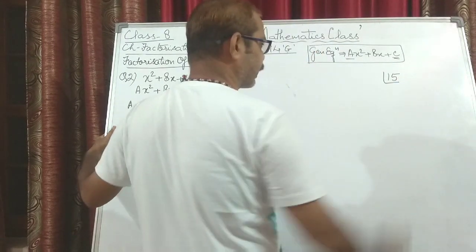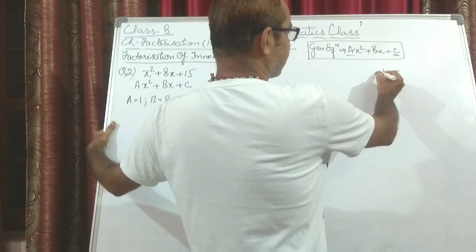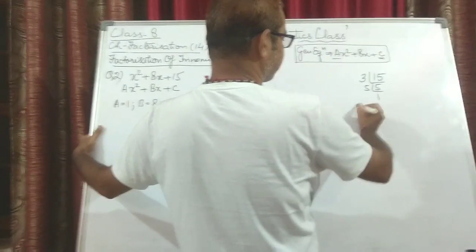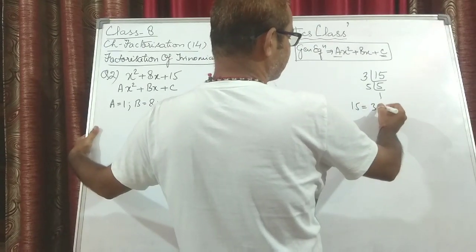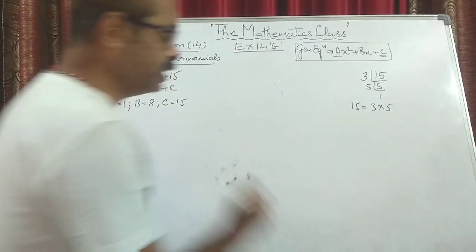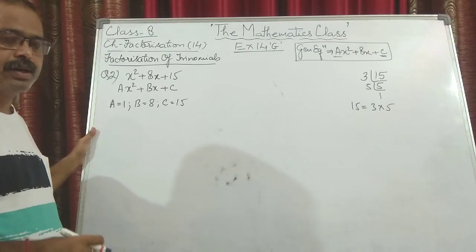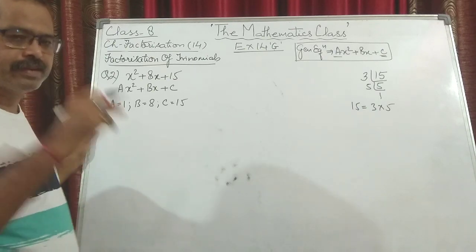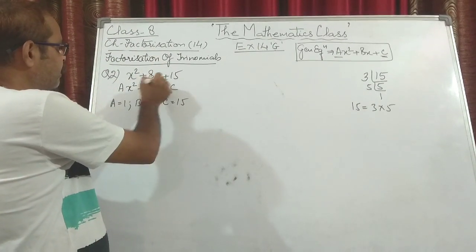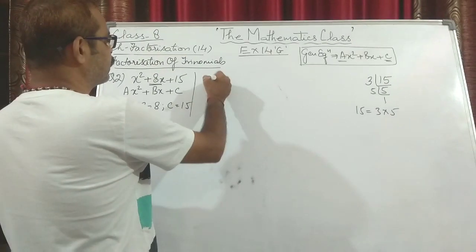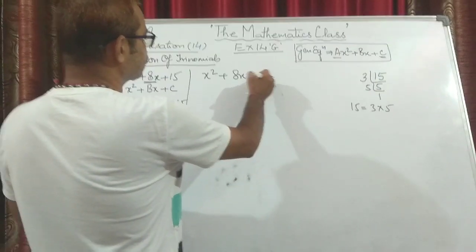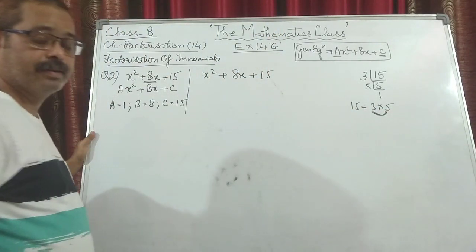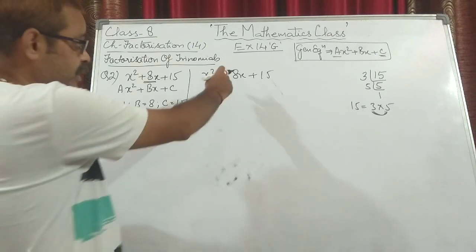Now 15 has to be factorized. We know it will divide by the smallest number, that is 3. 3 fives are 15. So factors of 15 are 3 into 5. Now these factors have to be arranged in such a manner that either the sum or the difference of the factors must be equal to the middle term. x square plus 8x plus 15. We know that 5 plus 3 is 8. So their sum is coming equal to 8.